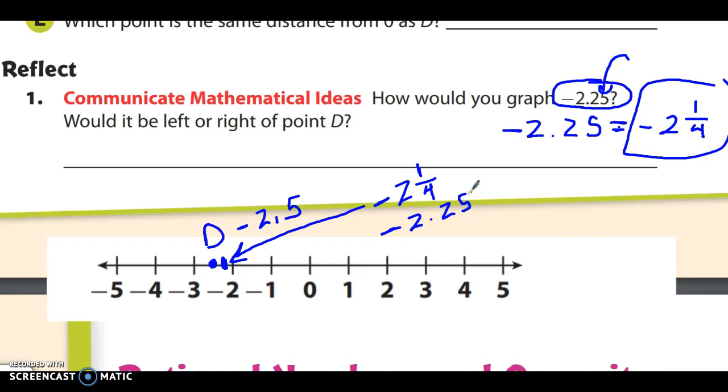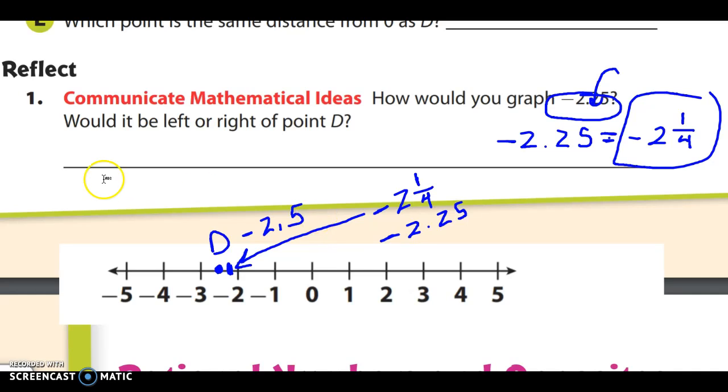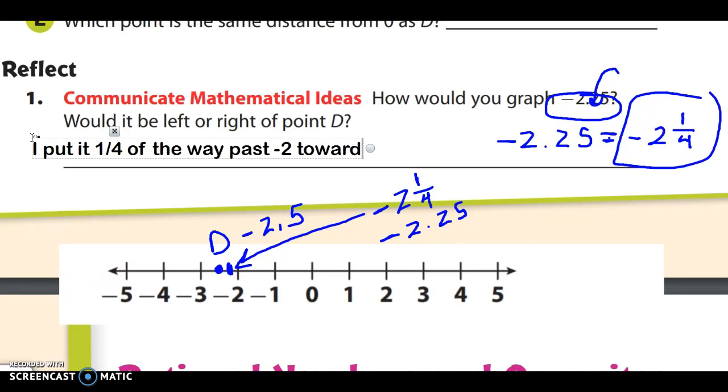So it says, how would you graph -2.25? Would it be to the left or to the right of point D? Well, the first part of the answer, it says, how would you graph? I would say, I put it 1/4 of the way past -2 towards -3. I would just say that. I put it 1/4 of the way past -2. And then it says, would it be to the left or to the right of point D? To the right of point D.